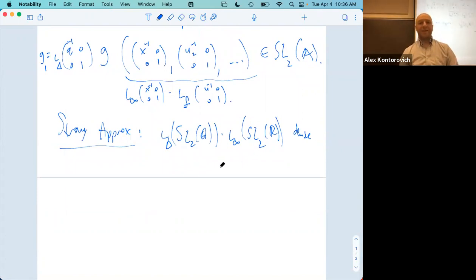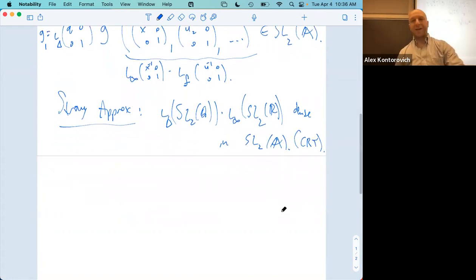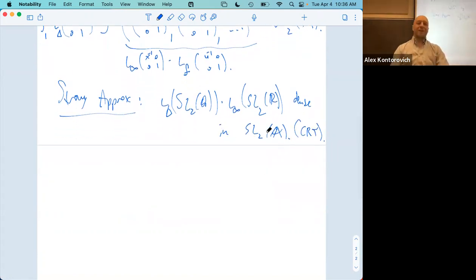Then this is dense in SL2 of the Adels. This is the Chinese remainder theorem, a very fancy Chinese remainder theorem. And again, this is much more general. You don't need the full group. This is something about Zariski dense subgroups of semi-simple groups. I mean, this is diagonal on the inside. Then the real place you just slap on.